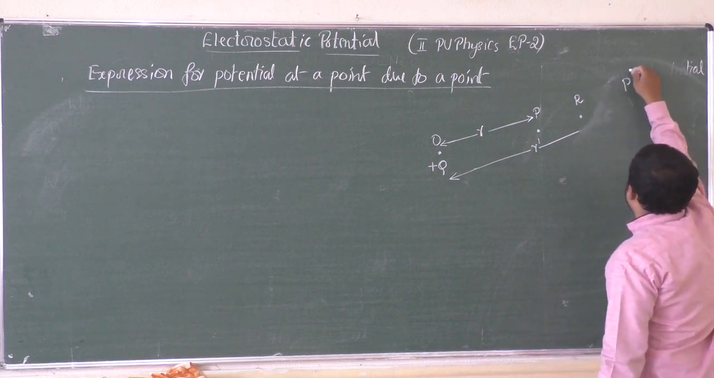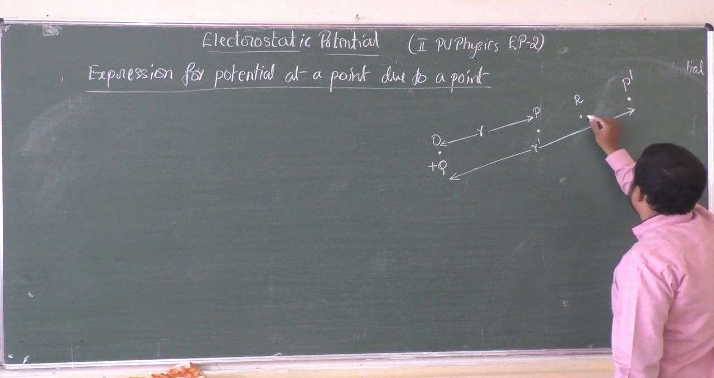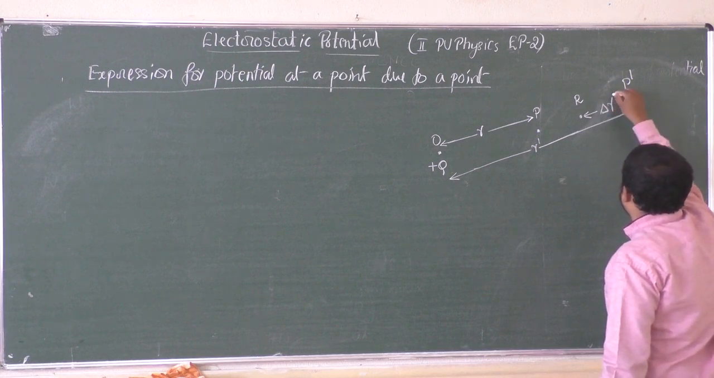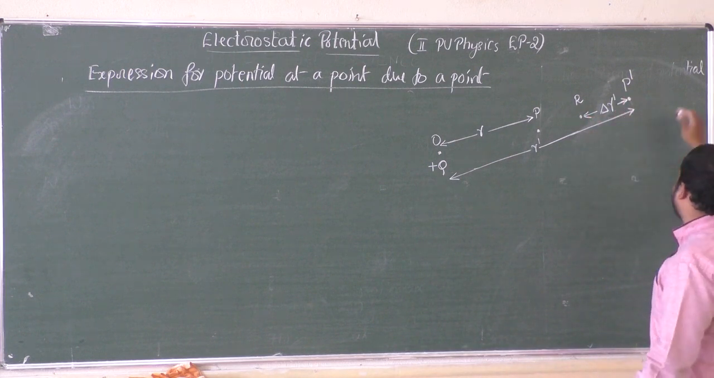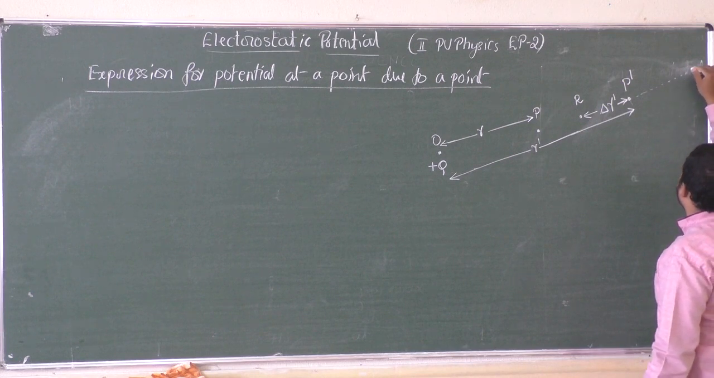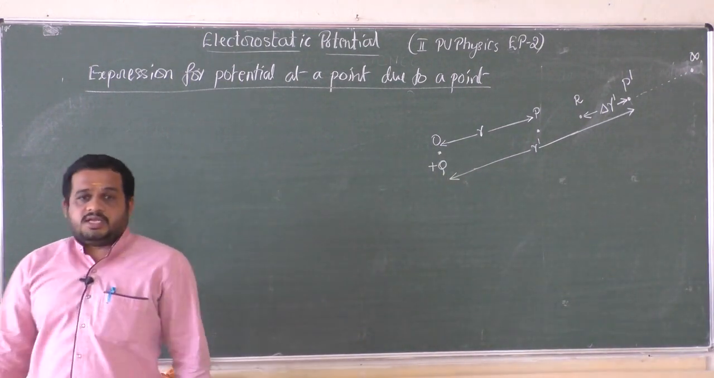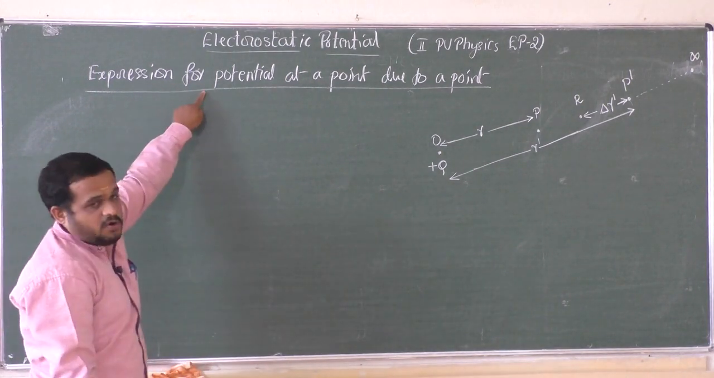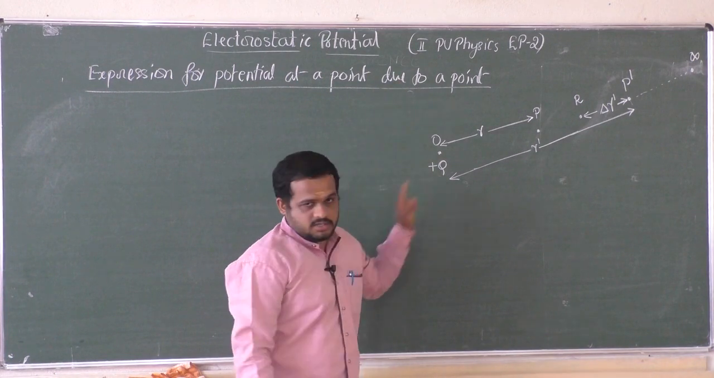Let us take P dash somewhere here. This distance is R dash. Now this is P dash. Next point is R. The distance between these two, a small distance, let it be delta R dash. Separation between these 2 points, let it be delta R dash. Next, if you move like this, you will reach infinite distance, let it be infinity. Now we are going to derive an expression for electric potential at a point due to a point charge.